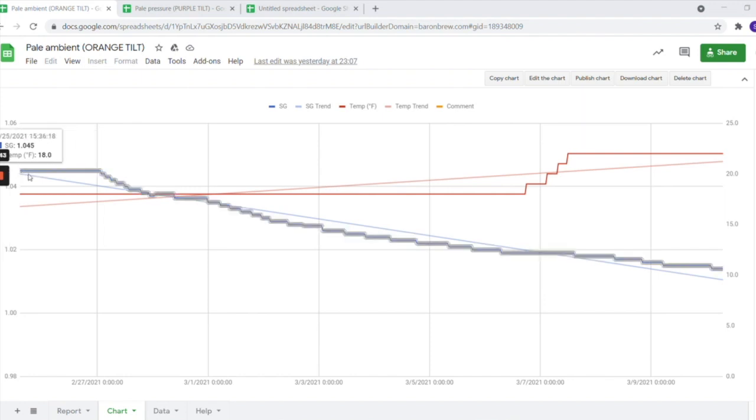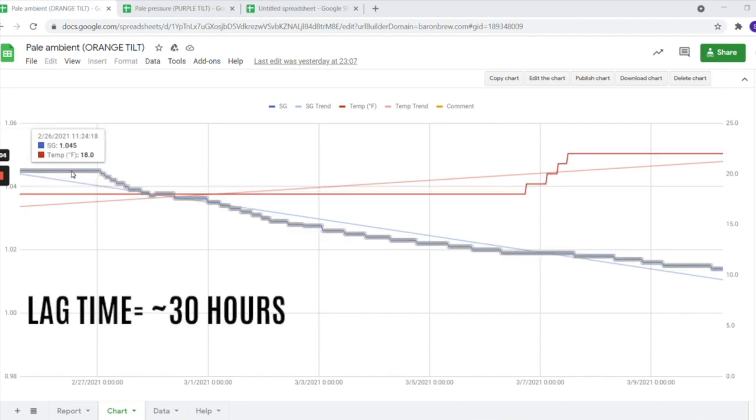So in this case, as you can see, I pitched the yeast at about 2:30 p.m. So 2:30 in the afternoon on 25th of February, and the fermentation started around 11:30 at night the next day. So we have a little over 24 hours of lag time. Just doing some quick math, I think that's about 30 to 31 hours of lag time.